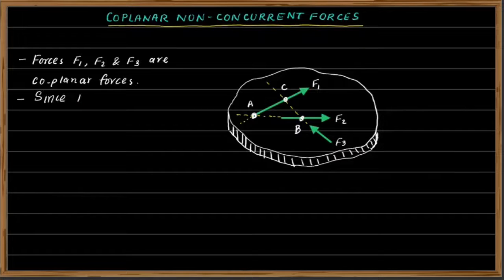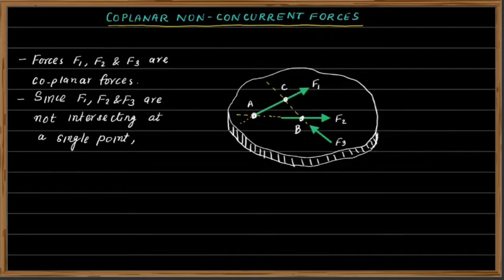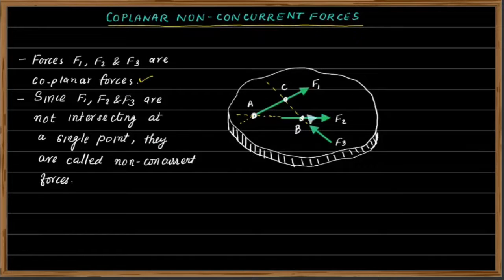Okay, since forces F1, F2 and F3 are not intersecting at same common point, we call them as non-concurrent forces. These forces are in the same plane, so they are the coplanar forces, that is fine, but they are not intersecting at the same point. Therefore they are called as non-concurrent forces. This is the simple point of identification about coplanar non-concurrent forces.